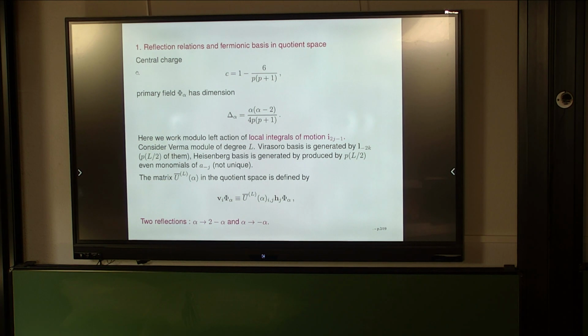To fix the notation, I consider the Virasoro algebra, and the central charge is like that.